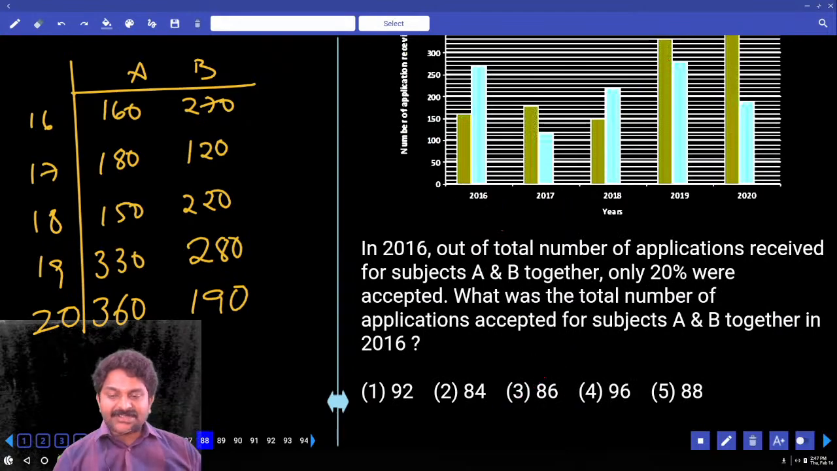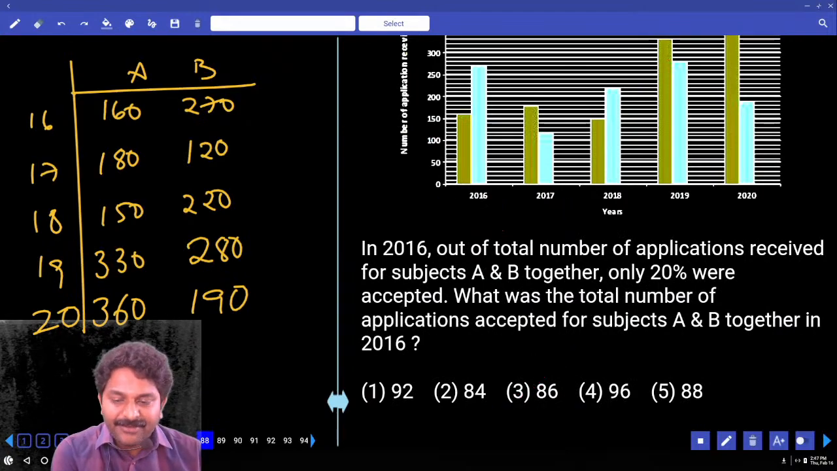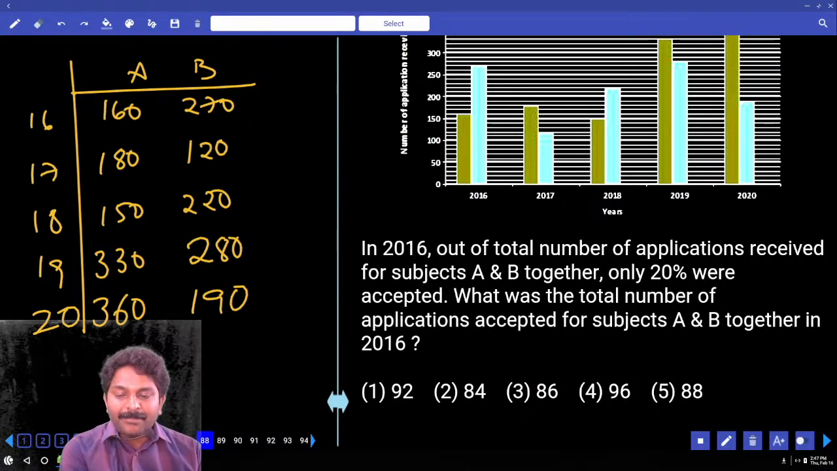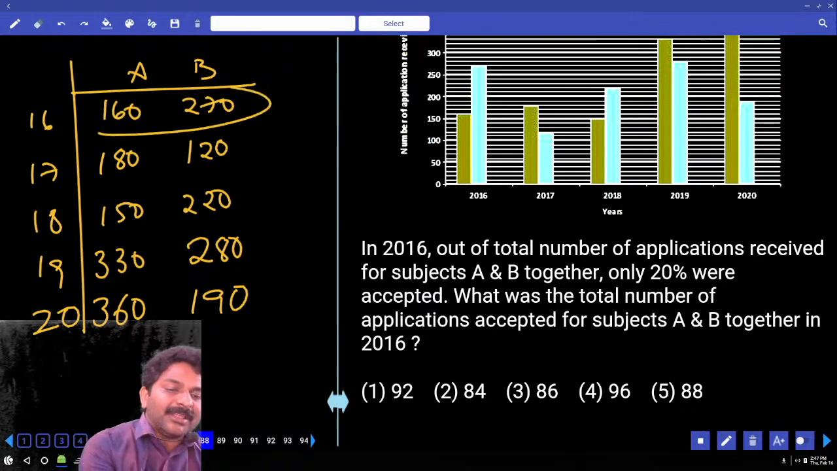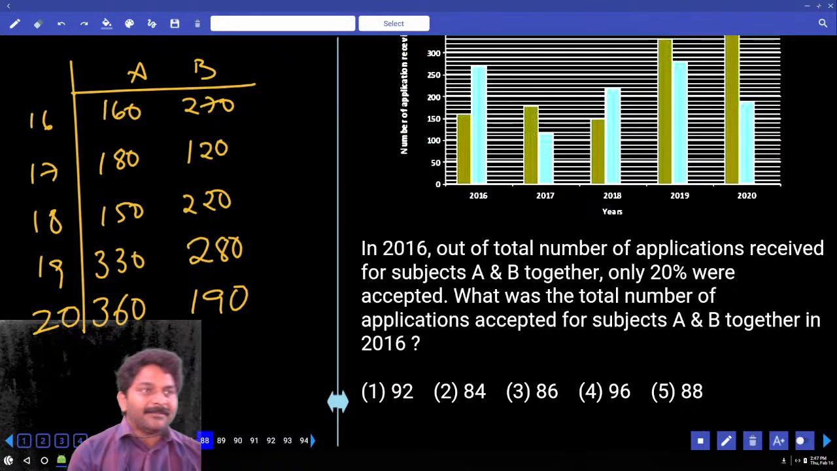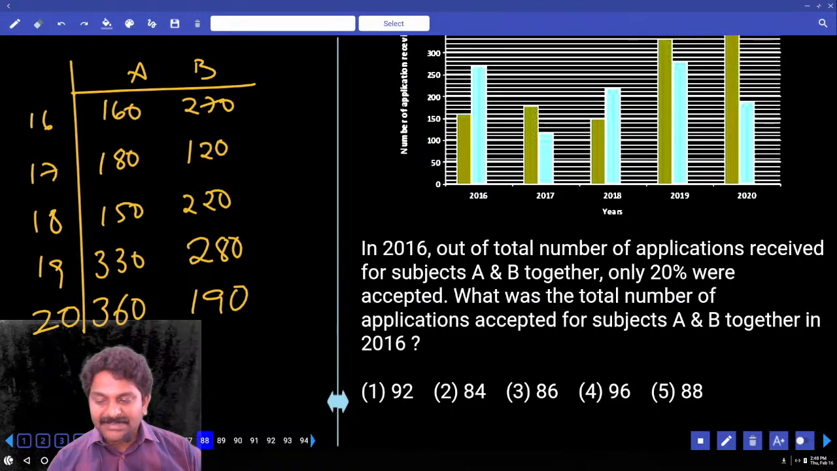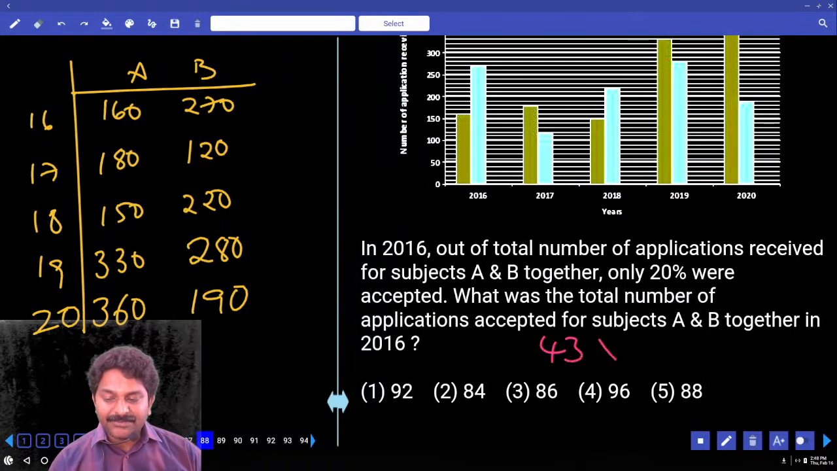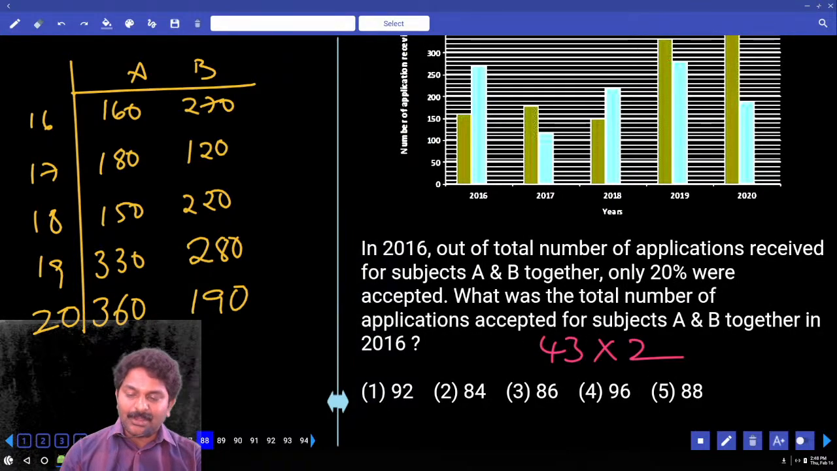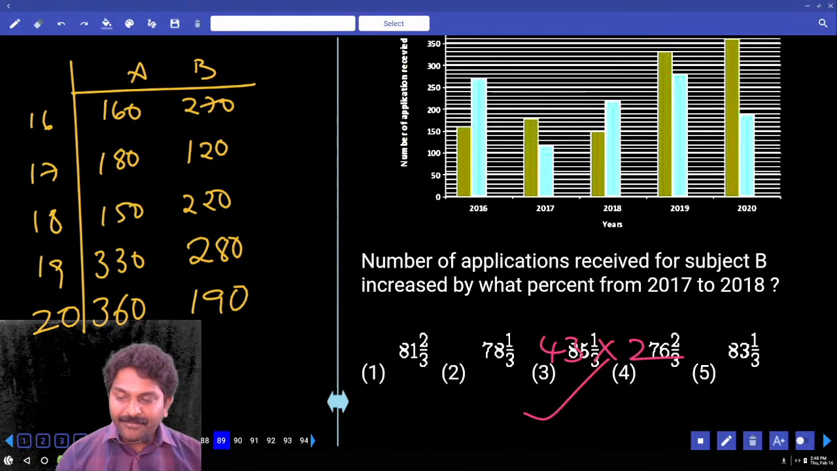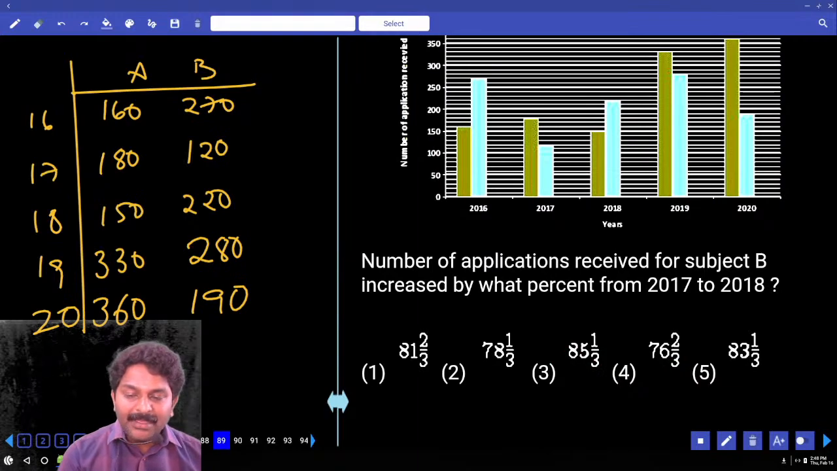In 2016, out of total number of applications received for subject A and B together, 20% were accepted. What was the number of applications accepted for A and B together? A and B together, how much is the total? 430. Out of 430, only 20% accepted. 10% is 43, 20% is into 2. Answer, 86.